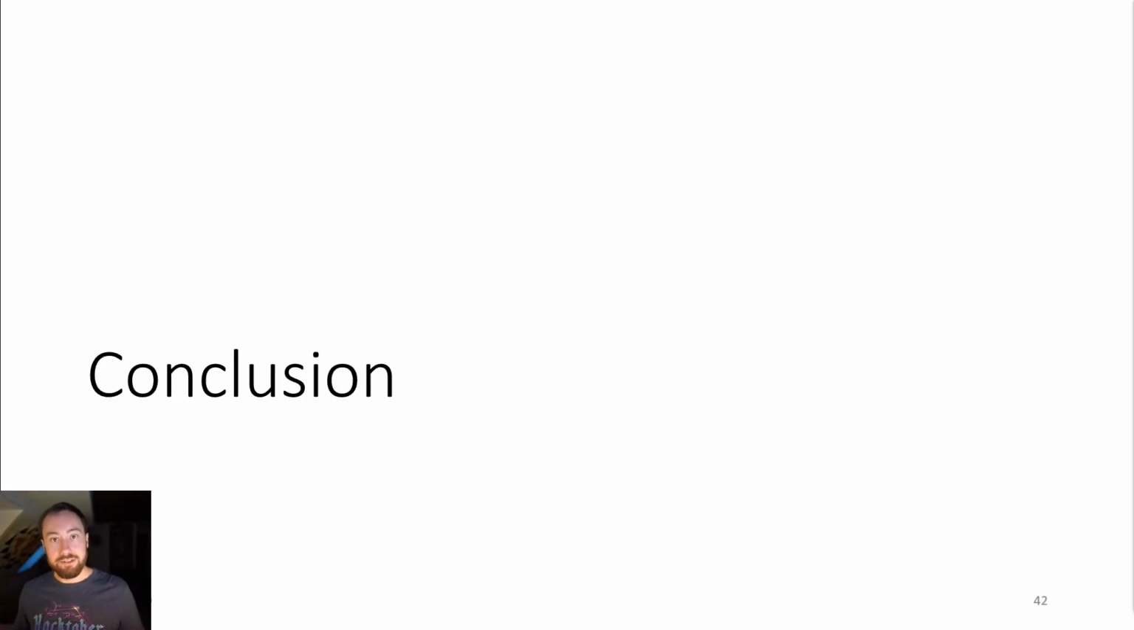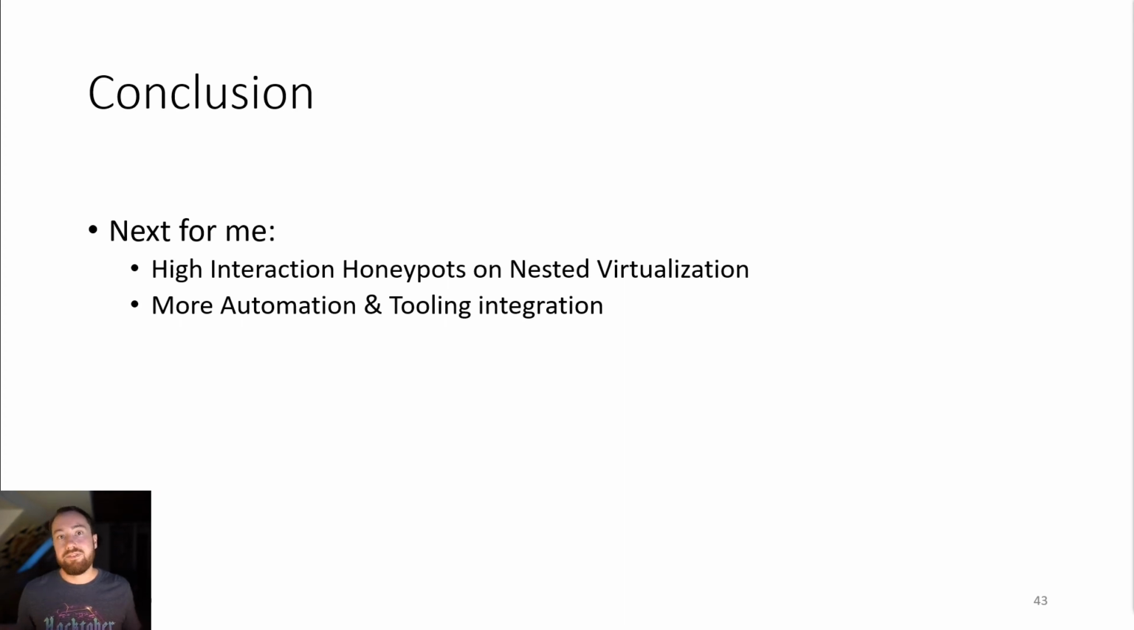So, conclusion. The next things for me are high interaction honeypots or nested virtualization, which is quite complex, but is getting more and more usable by the day. In general, I would like to do more tooling integration and more automation. I'm not good at reverse engineering, so I'm leaning on my strong suits in automation and building workflows that do stuff automatically without me interfering with it.